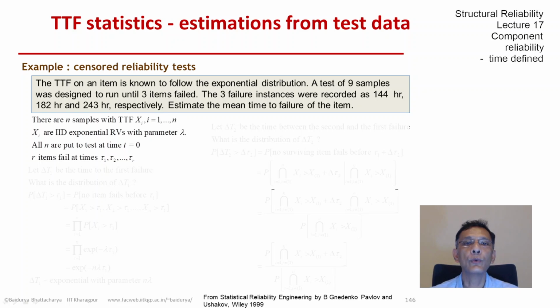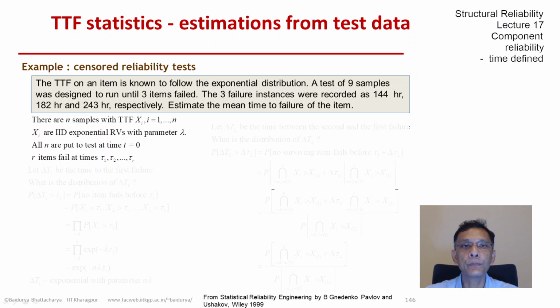So we need to estimate the mean time to failure. Obviously, if we just take the mean of these 3 numbers, 144, 182 and 243, it would be overly pessimistic. We understand that, because it's only those 3 that failed and 6 of them did not fail. So we need to somehow take those into account.